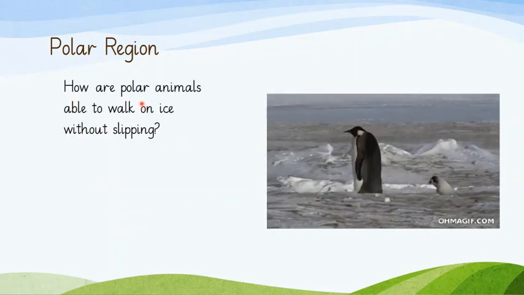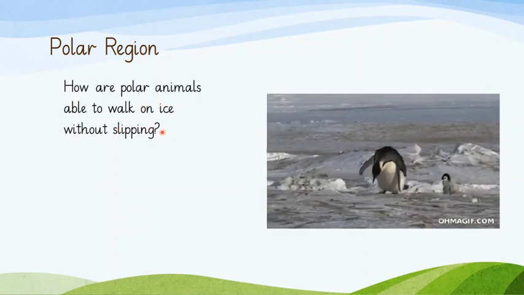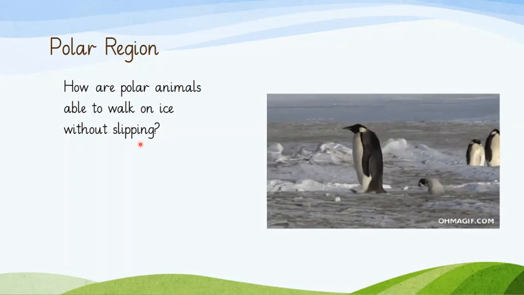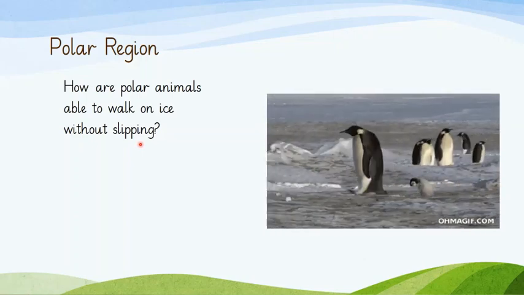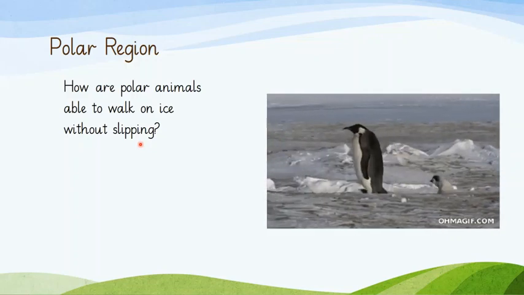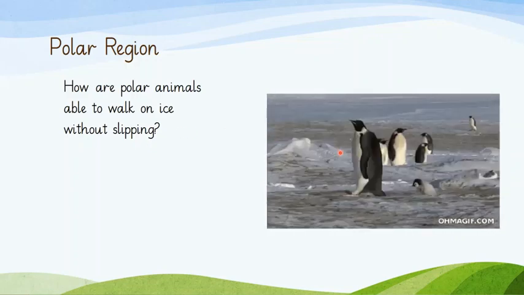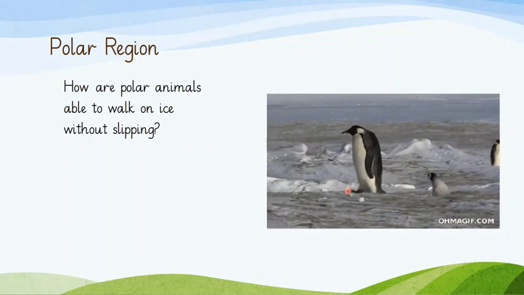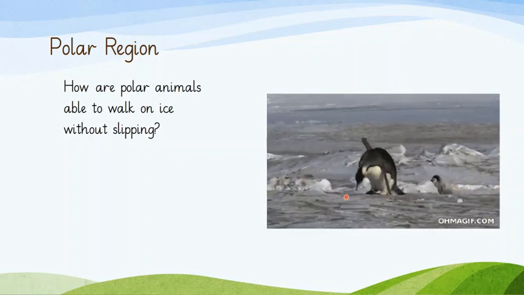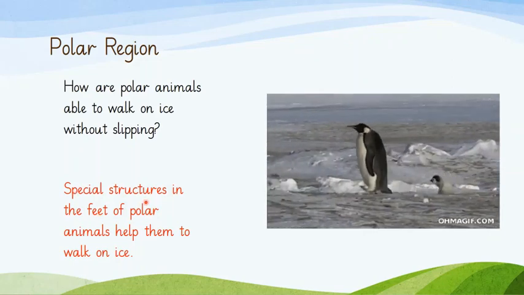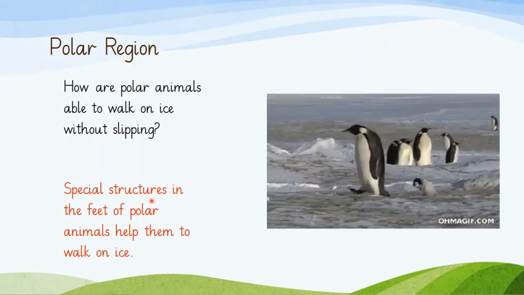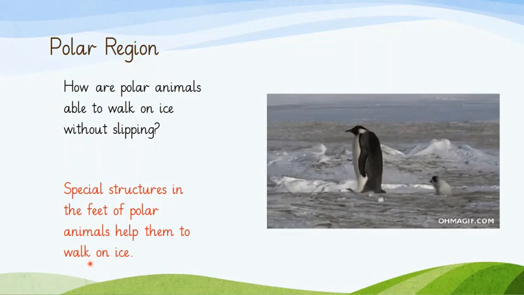How are polar animals able to walk on ice without slipping? When you attempt to walk on ice, you may slip. Even on a wet surface, we can slip. How do polar animals survive without slipping? Their feet have special structures, and those structures help them to walk on ice.